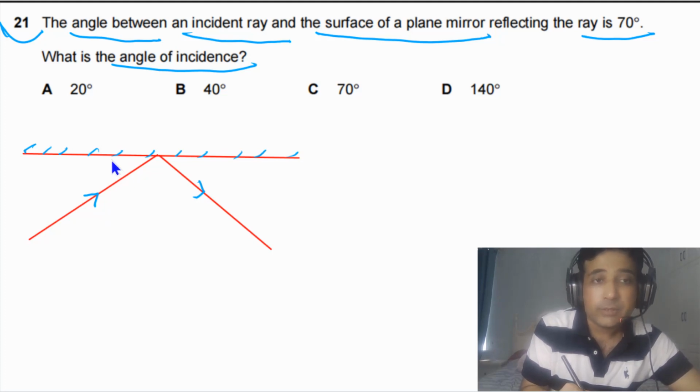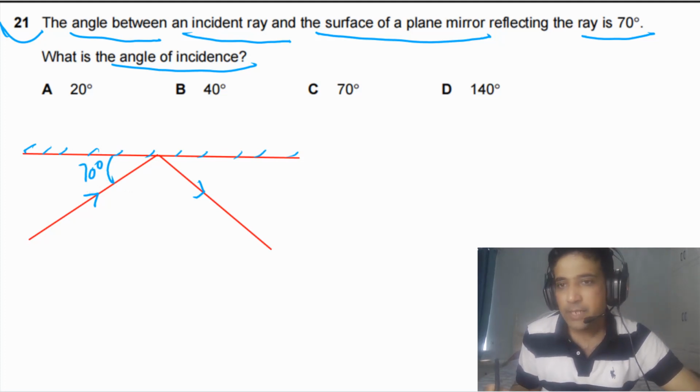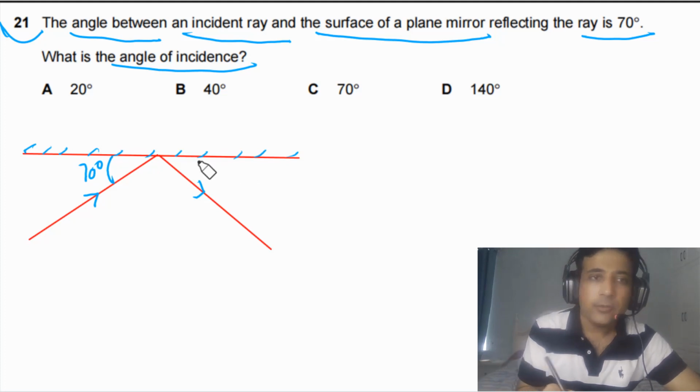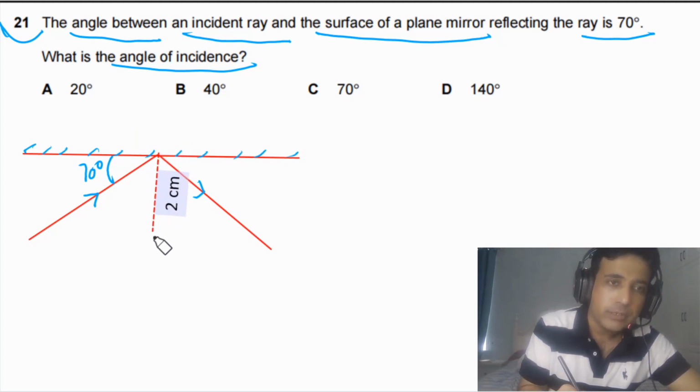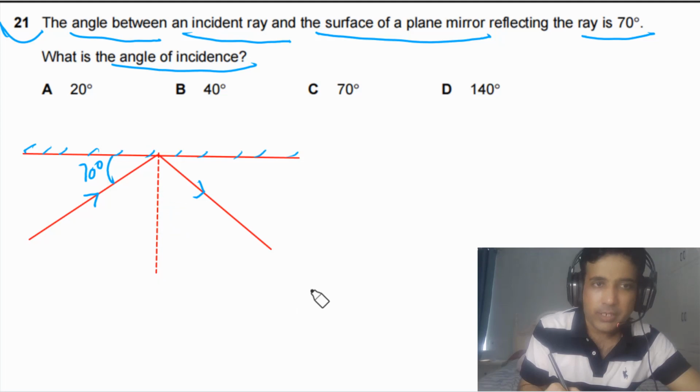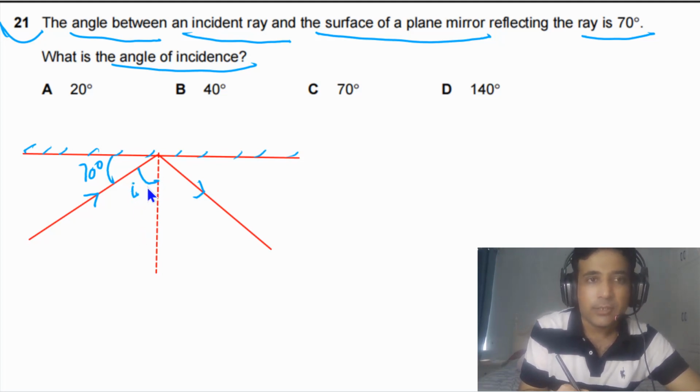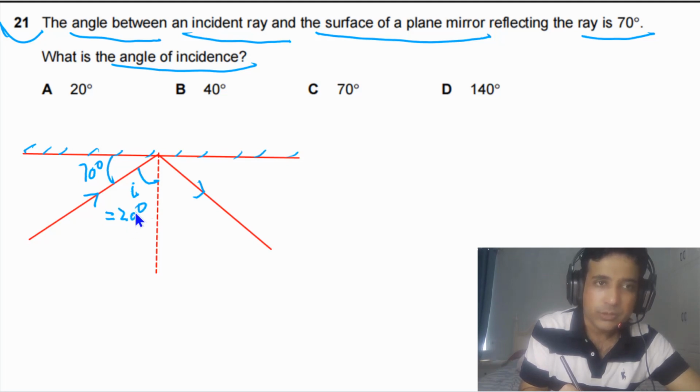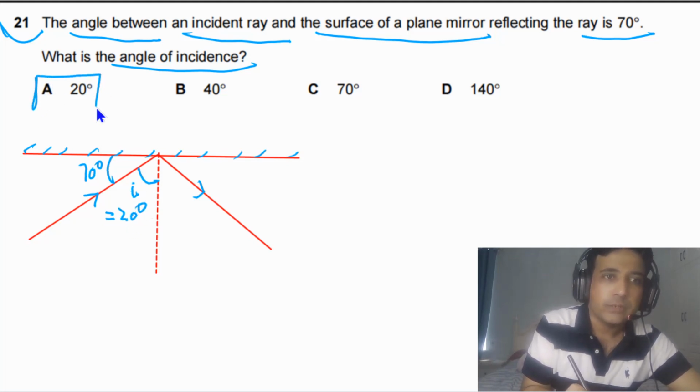For this question, it is given to us that the angle between the surface of the plane mirror and the incident ray is 70 degrees. What is the angle of incidence? Angle of incidence is the angle between the incident ray and the normal to the surface. So this is the normal, so we have to take this angle. This is the angle of incidence. In this case, the angle of incidence is equal to 90 minus 70, which is equal to 20 degrees. So the answer for this question is A.